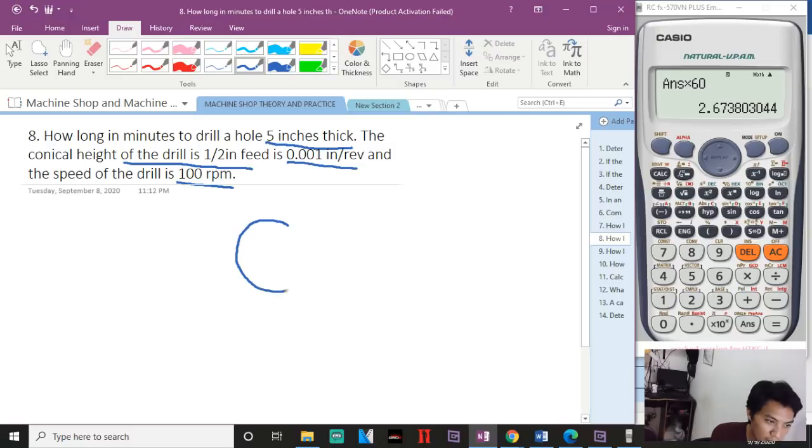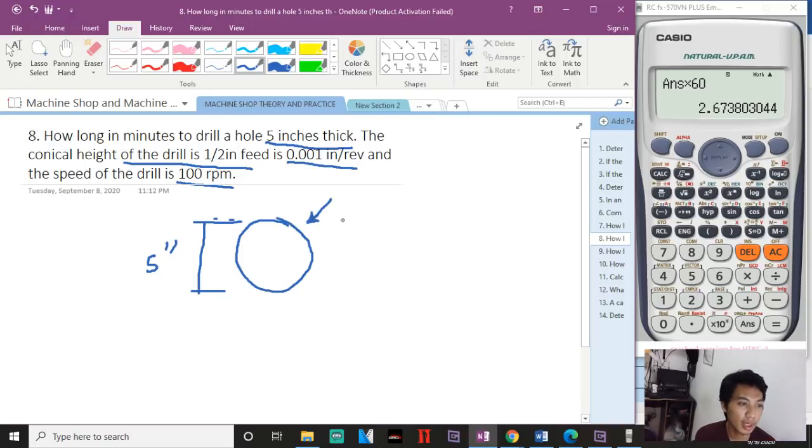I-drawing ko. Kailangan nagdo-drawing din kayo dyan. 5 inch daw to. Diameter. Okay? So that is 5 inch. Tapos, i-drill mo daw siya ng kahit pa ganyan. Okay? Pag ganyan yung drill mo. Ito yung drill. Tapos, ang feed niya is 0.001 inch per revolution. Okay?